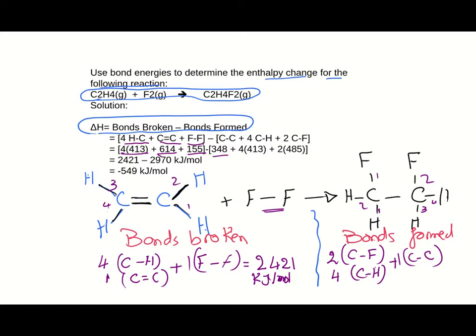Okay. Remember that C double bond C is different from C-C bond energy. 4 C-H and 2 C-F. So the total of bonds formed will be 2970. So the enthalpy change equals bonds broken, 2421, minus bonds formed, 2970, equals minus 549 kilojoule per mole.